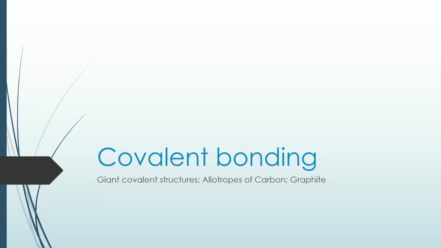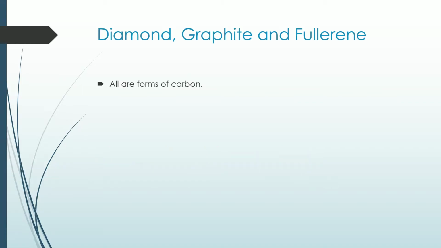So let's start. Covalent bonding, giant covalent structures, allotropes of carbon. The one we're gonna do today is graphite. Diamond, graphite, and fullerene are all forms of carbon. The main component of these structures is just carbon atoms, so they're all forms of carbon.